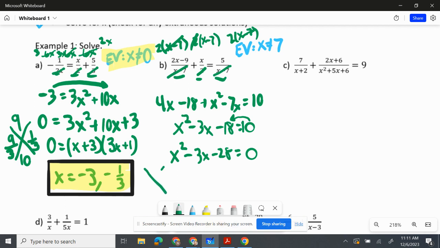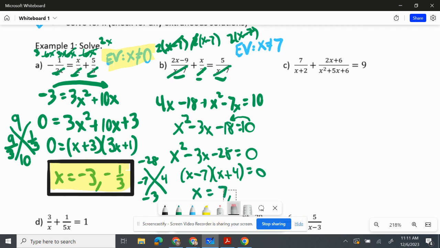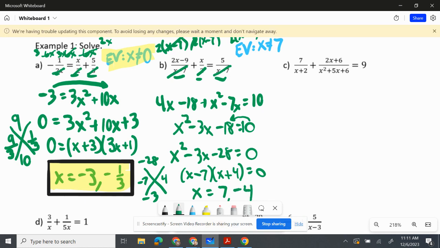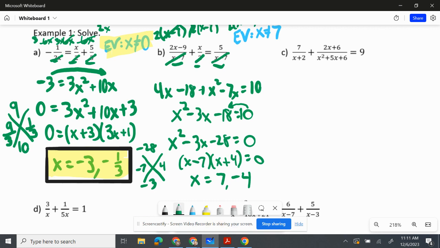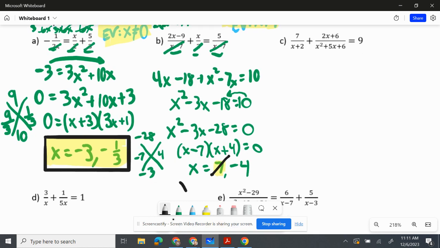So I'm looking for 2 numbers that multiply together to give me negative 28 and add up to negative 3, and that would be negative 7 and 4. So x minus 7 and x plus 4. And so x is equal to 7 or negative 4, but here what I have is a problem. When I look at my excluded value, it's x equals 7, and I have a 7 right here. So that means I have to eliminate it, and my answer is just going to be x equals negative 4.